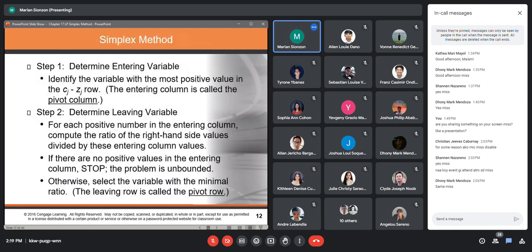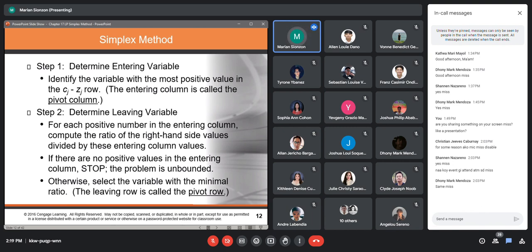All right. Then, in the simplex method, determine the entering variable. What is the condition of that entering variable? Identify the variable with the most positive value in the C sub j, Z sub j row. Anyway, we will illustrate that later. And then the entering column will be called the pivot column, or what you call the optimum column. Now, considering it to be a pivot column, it's because it manipulates all the other values in that column.